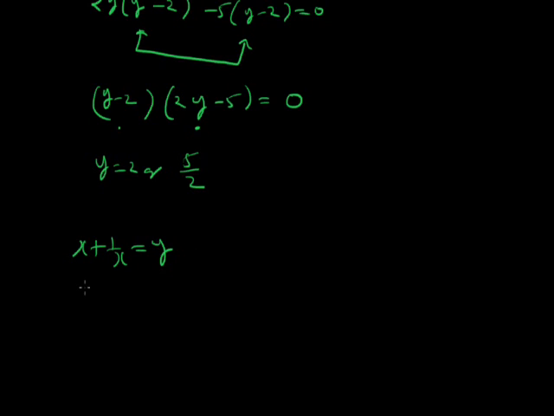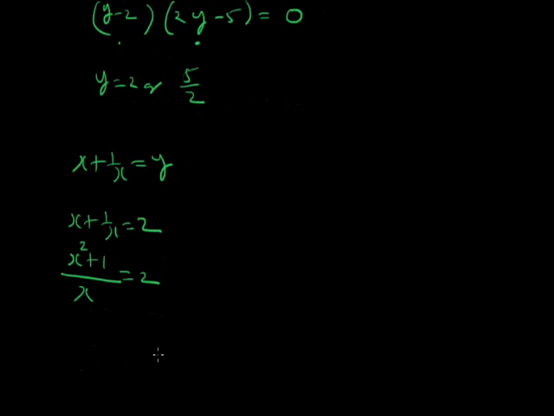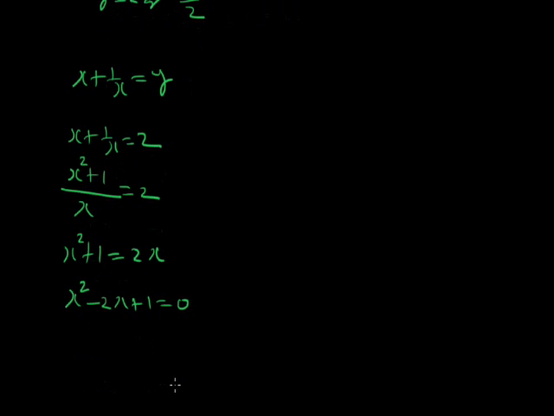We assume this. So if x plus 1 upon x, let's say, equals 2, I take the LCM x. In the numerator I get x square plus 1 equals 2. Now cross multiply. So x square plus 1 equals 2x. Shift 2x to the left hand side. So x square minus 2x plus 1 equals 0. So this expression is nothing but the square of x minus 1.